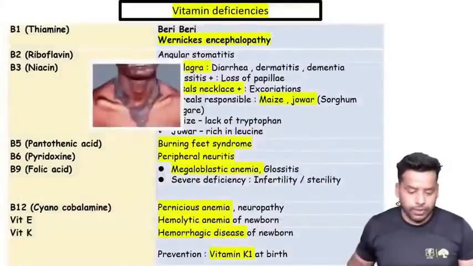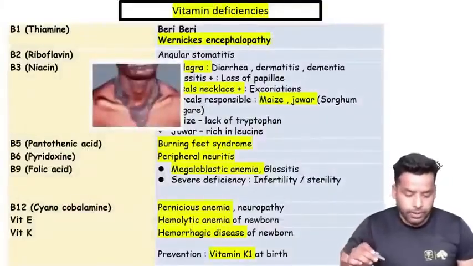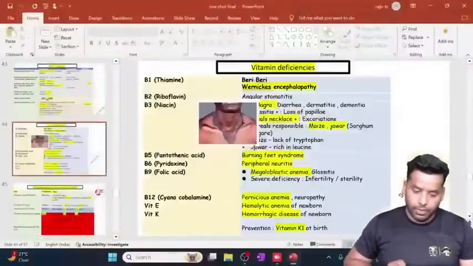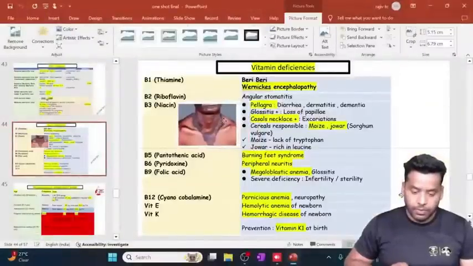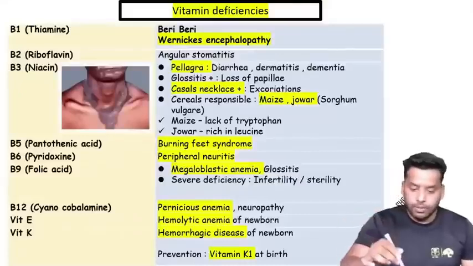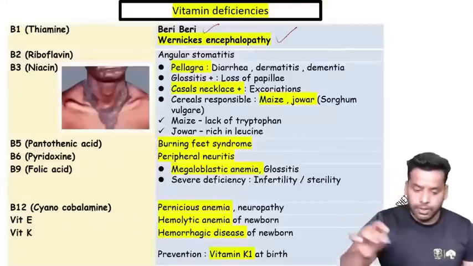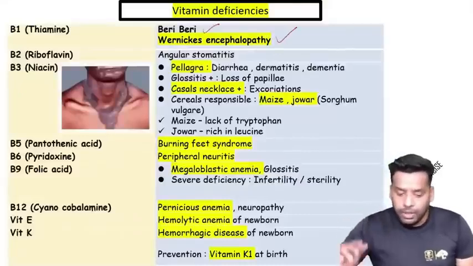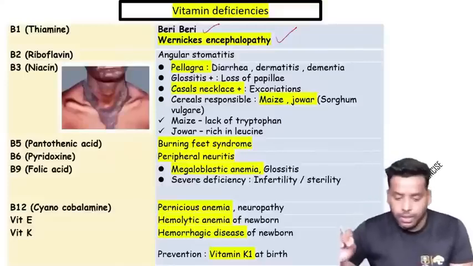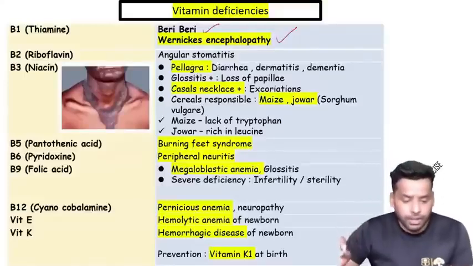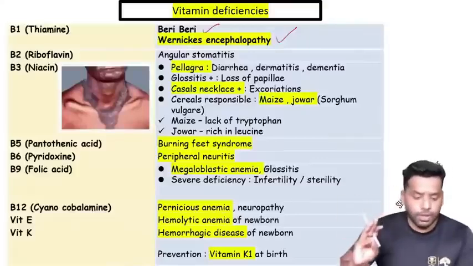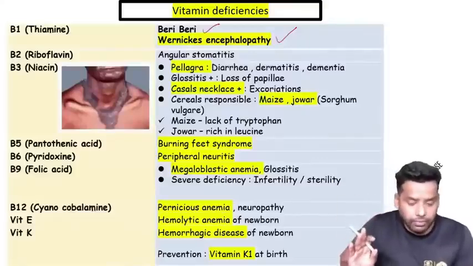Vitamin deficiencies. So listen to the words properly. Beriberi, Wernicke's. Dry beriberi, wet beriberi. How does dry beriberi present? Peripheral neuropathy. How does wet beriberi present? Congestive cardiac failure. Dry, peripheral neuropathy; wet, congestive cardiac failure.